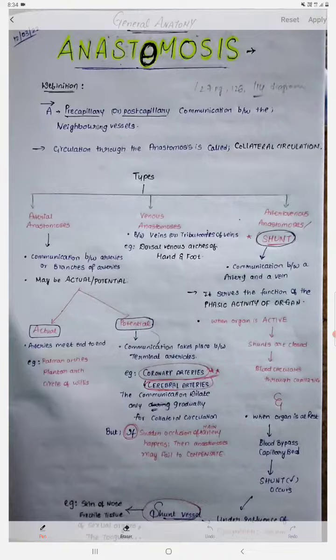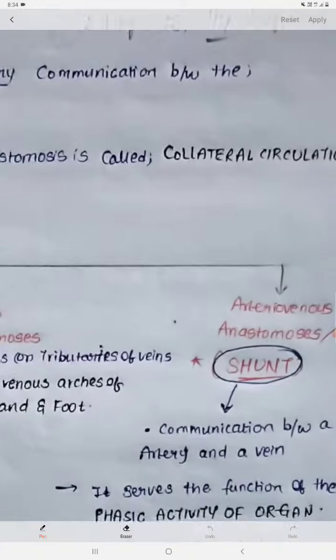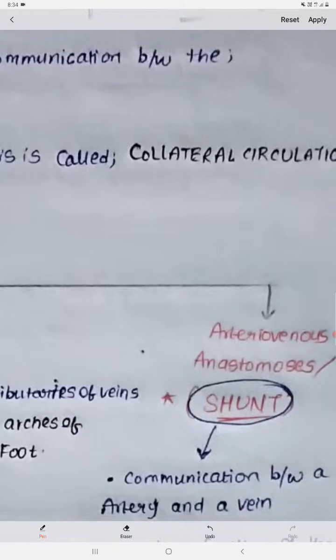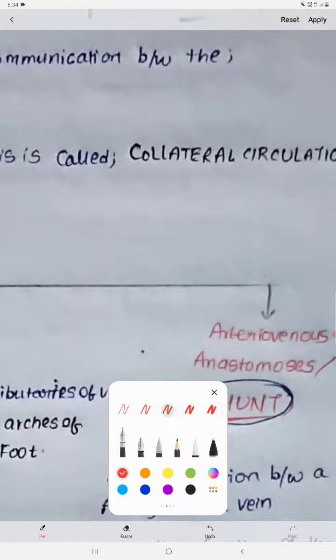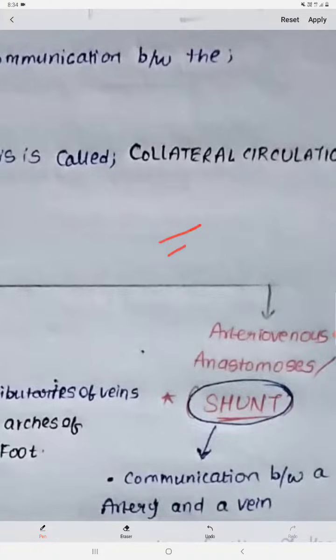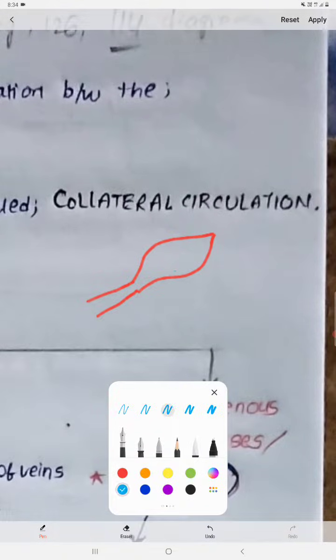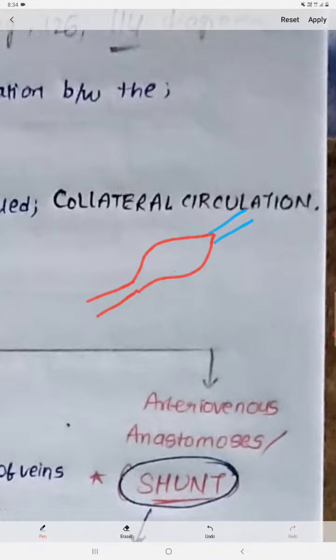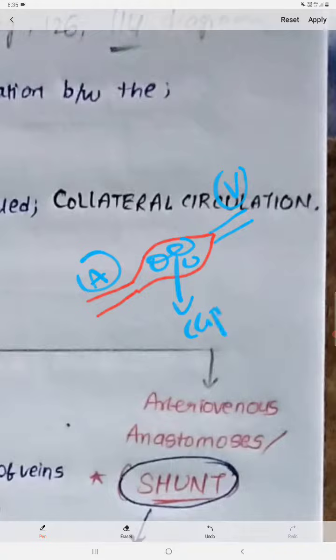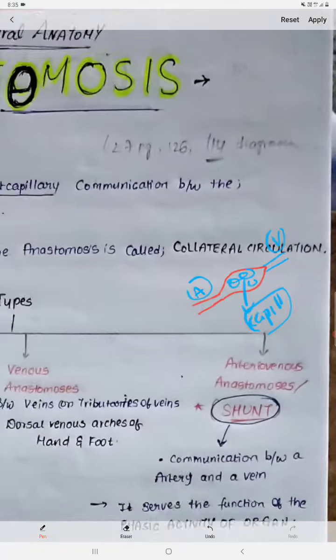So in this session we are going to discuss the topic anastomosis. Before discussing anastomosis, let us have an overlook of artery, vein and the capillary. This is the artery, and the capillaries will be present like this, and then there will be the vein. So the artery and the vein are communicated with the help of the capillaries. The capillaries will be present in between the artery and the vein. So this is the basic network.